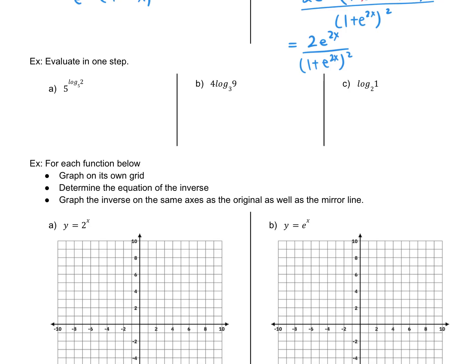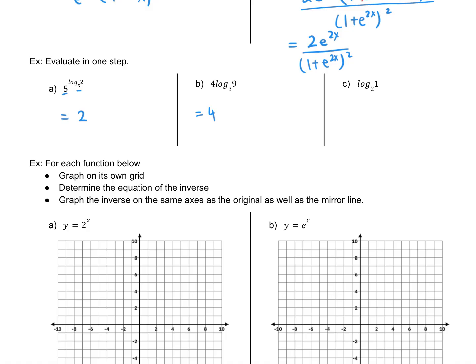All right, let's move on to some log properties that we've seen in the past. And the first one is 5 to the power of log base 5 of 2. When the base of the exponent and the base of the log is the same, the answer is just the argument of the logarithm.